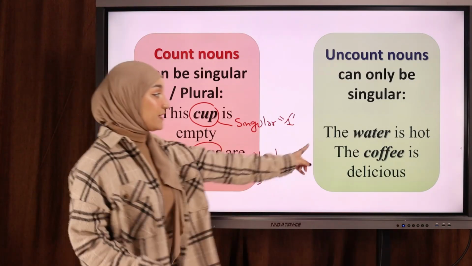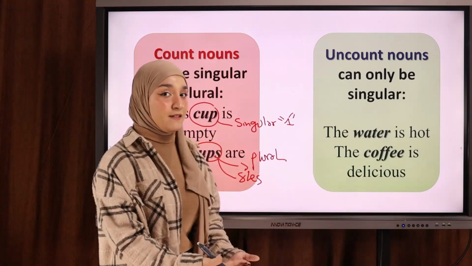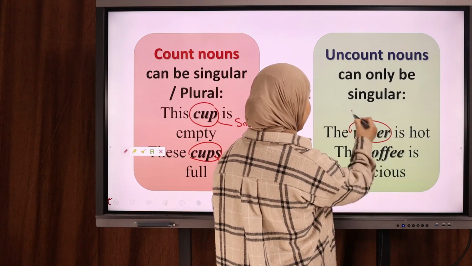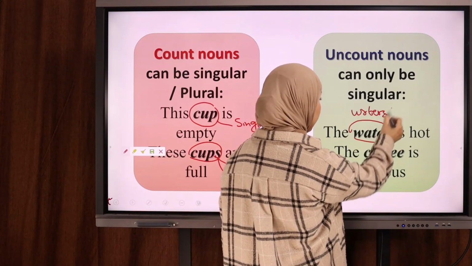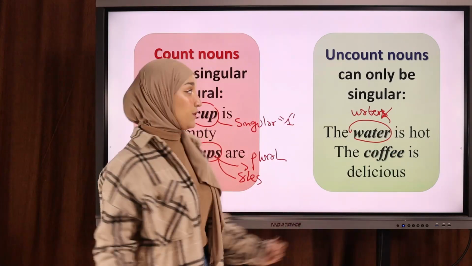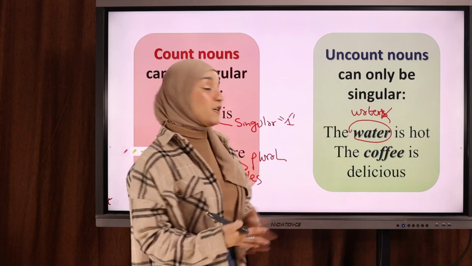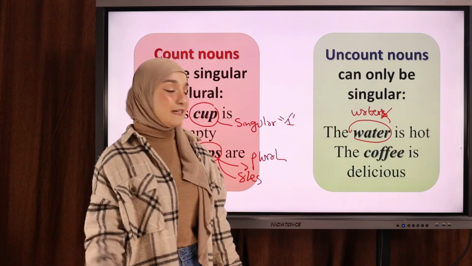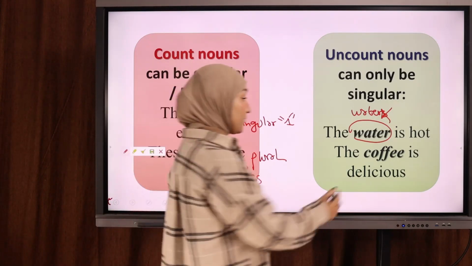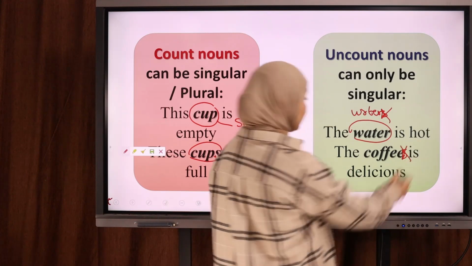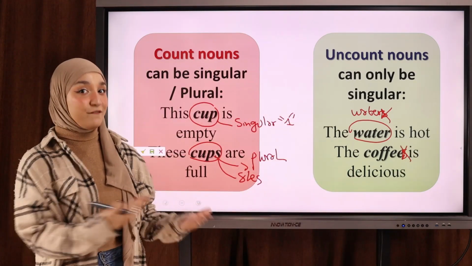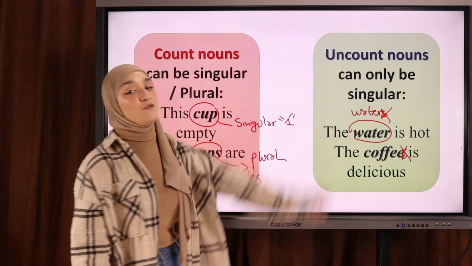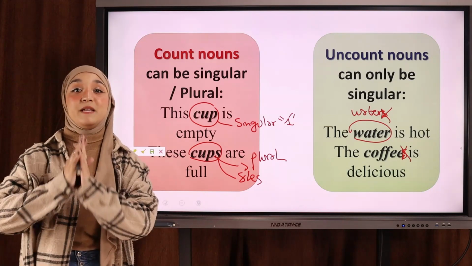Okay, so here's an example. The water is hot. الماء ساخن. Okay, the water is hot. So here I cannot say the waters is hot. Okay, the water is the water. Okay, can only be in the singular. فقط يمكنها أن تكون في المفرد. The coffee is delicious. القهوة لذيذة. The coffee is delicious. Okay, I can't say the coffees. لا يمكنني أن أقول coffees. Okay, so the water and the coffee are uncountable nouns. هم من ضمن الأشياء الغير قابلة للعد.